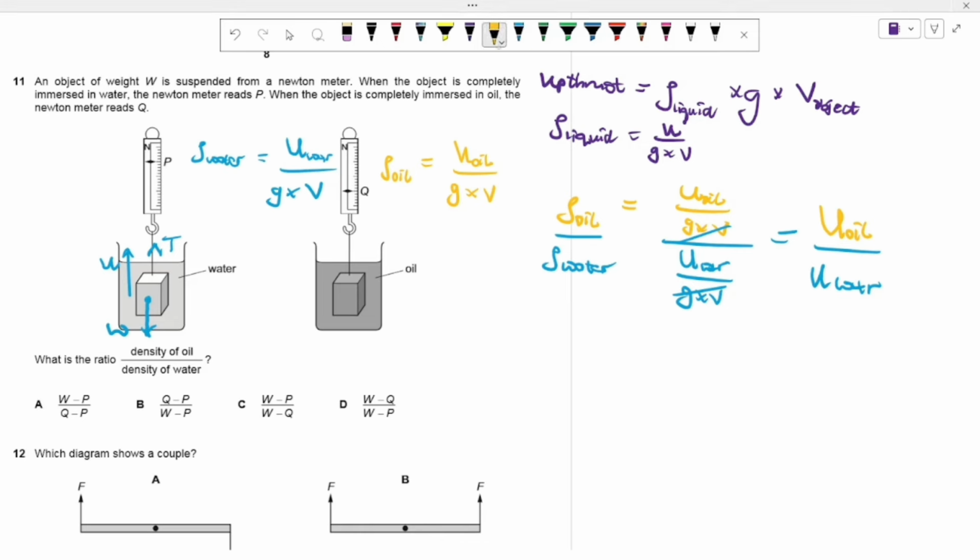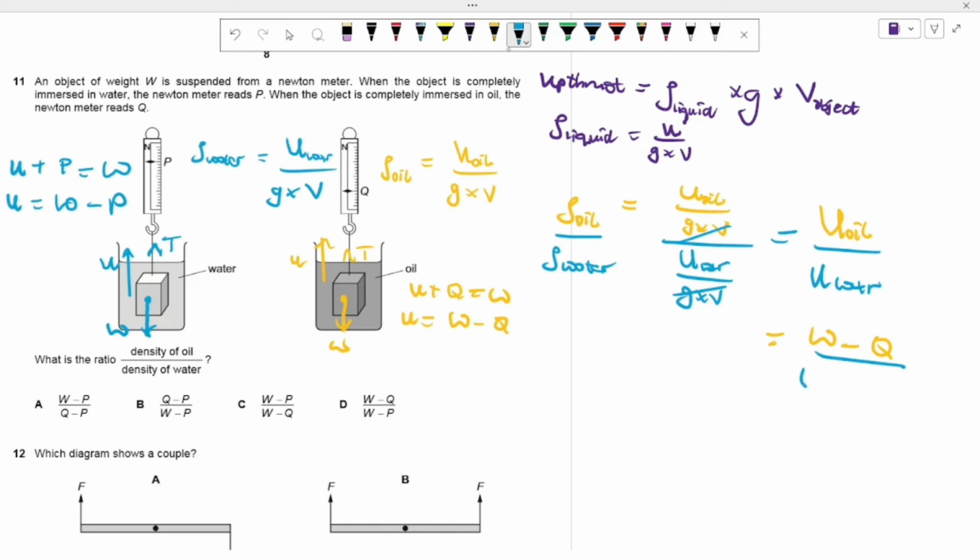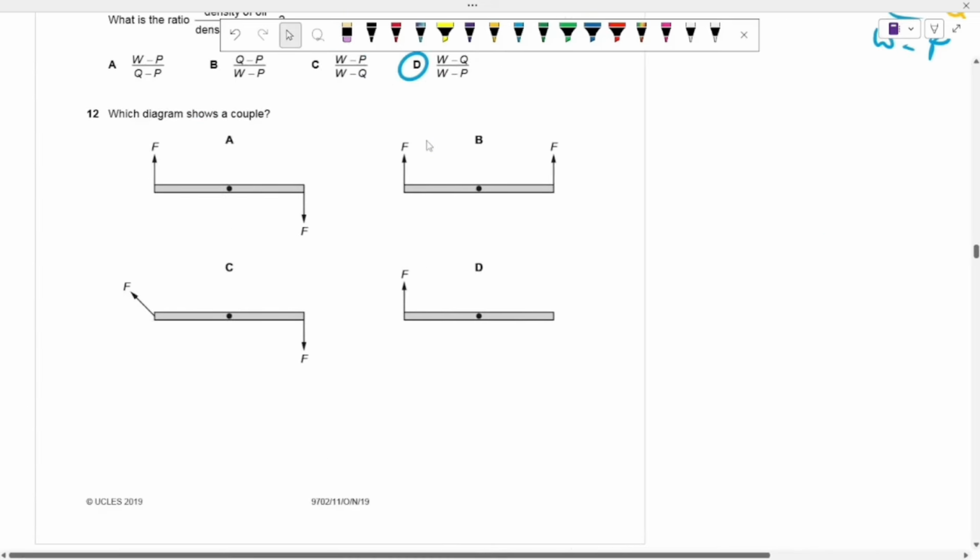The same thing is going to happen here. We're basically just going to have the weight here, then the upthrust here, then the tension here. So if you look at here, the upthrust plus the tension, which is Q, should be equal to W. Hence, the upthrust will be equal to W minus Q. Then if you go to the other one, your upthrust plus your tension, which is P, should be equal to your weight. So your upthrust is just going to be your weight minus P. So here it is over W minus P. And if you look at that, the answer has to be D. Very important for you to be thinking of that.